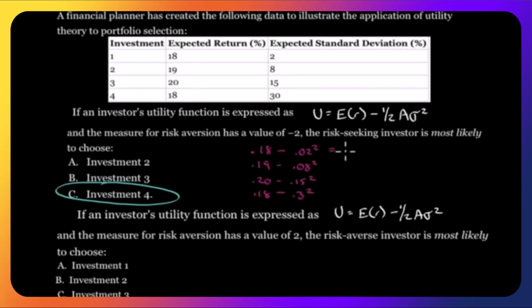So if you multiply this out, we'll get 0.1796. This multiplied out is 0.1836. This will give us 0.1775, and this will give us 0.09. And we want to maximize utility, so let's look for the highest number, 0.1836. That comes from the second portfolio. This is investment number 2.